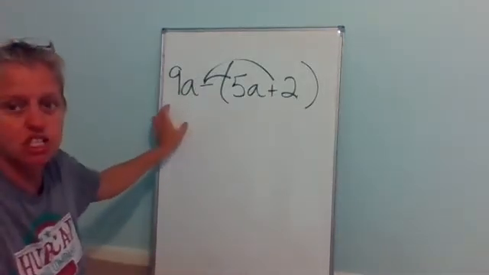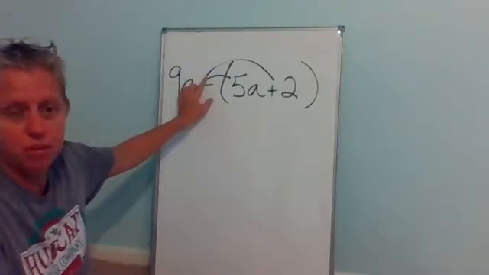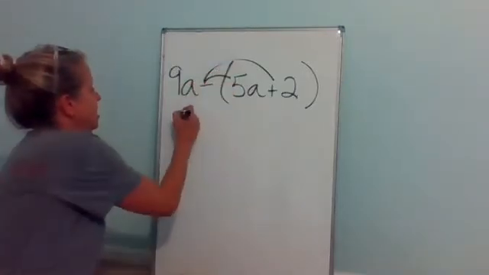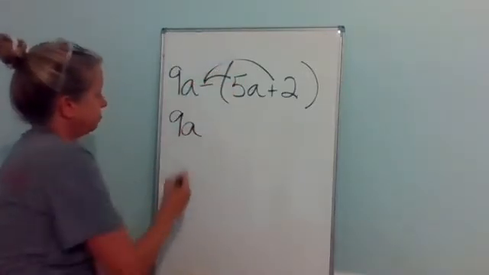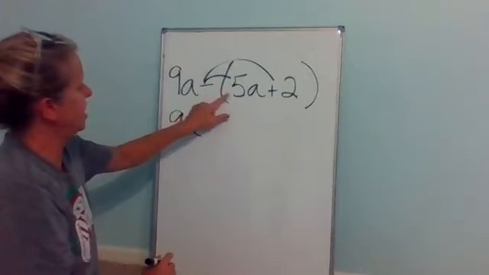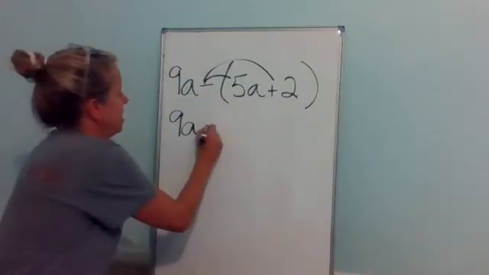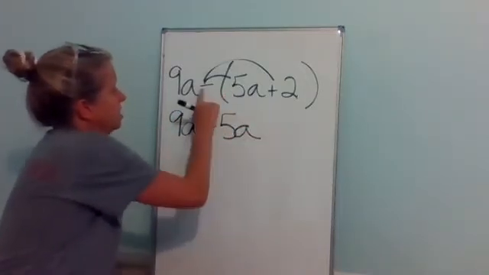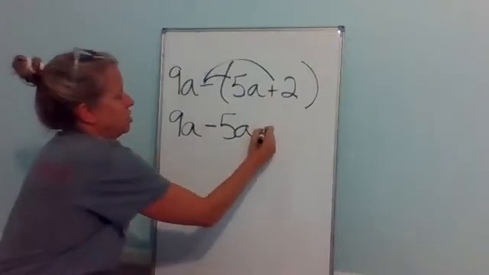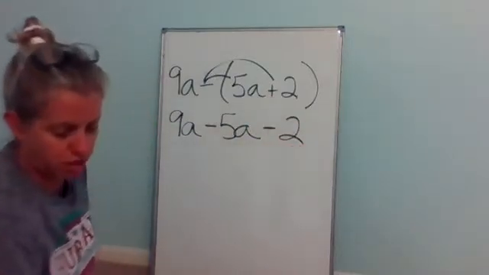This 9A is just going to come down. The way I'm going to remove the parentheses is distribute that negative. So I'll bring down the 9A. I'll distribute this negative, which is going to make that a negative 5A. And it also turns this positive into a negative 2.